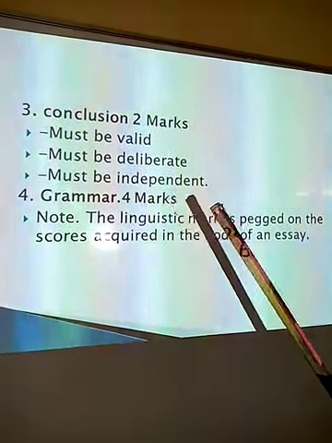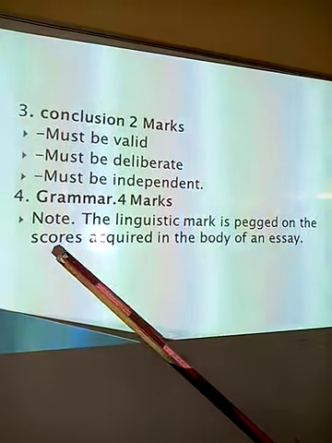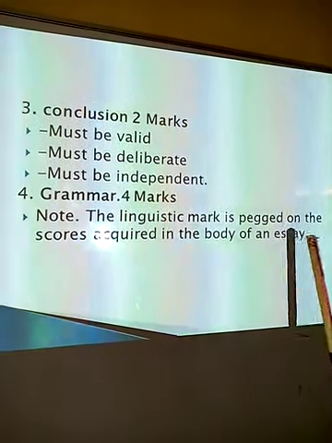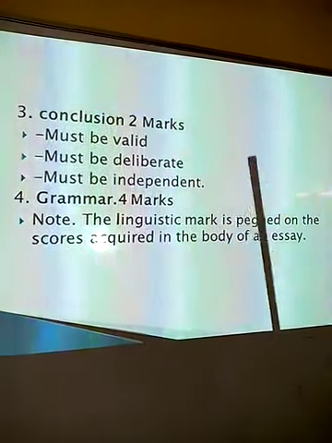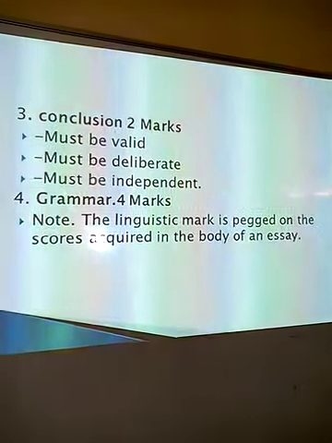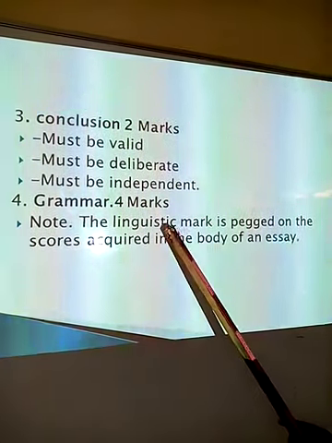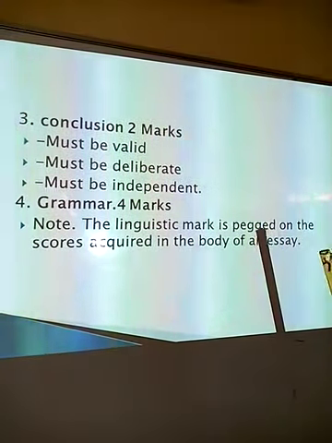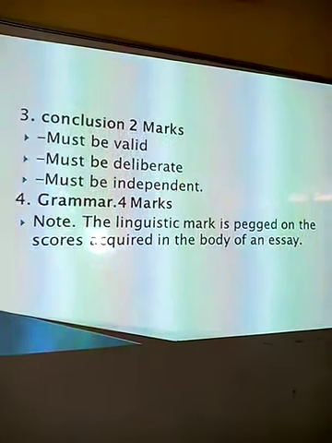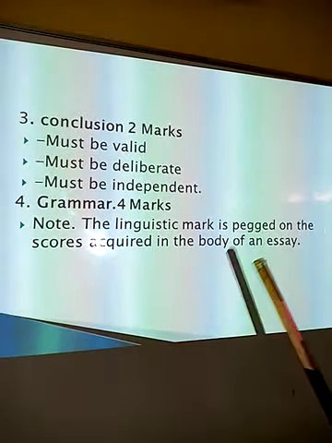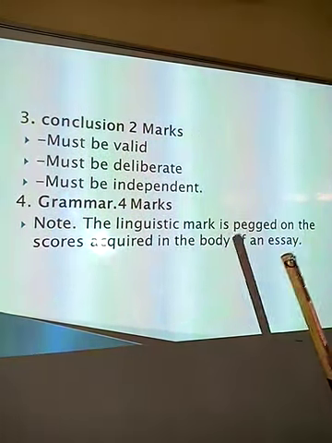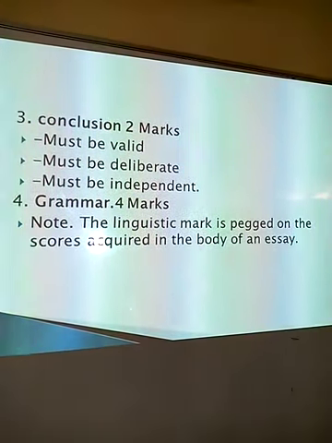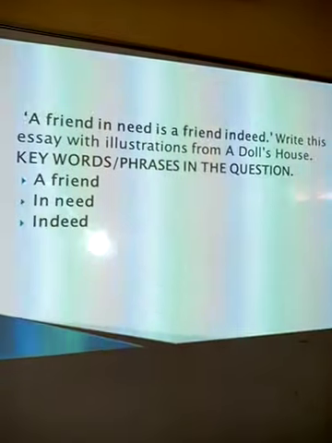The linguistic mark in paper 3 is pegged on the scores acquired in the body of an essay, such that if in the body the candidate has scored between 0 to 4, then the linguistic mark is 1. If the candidate has scored between 5 and 6, the linguistic mark is 2. If the candidate has 7 to 8, the linguistic mark automatically is 3. And if the candidate has 9 and above, then the linguistic mark is 4 out of 4.